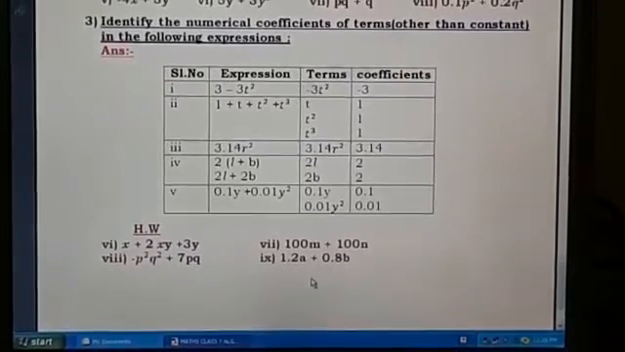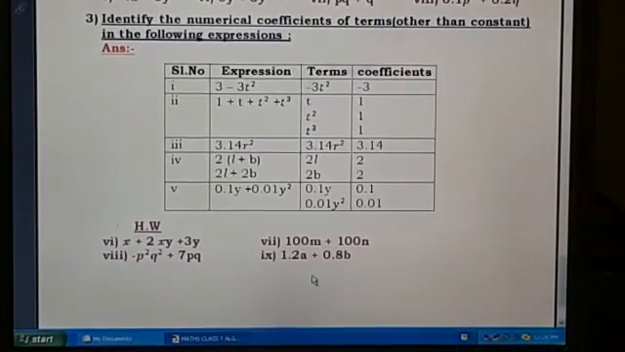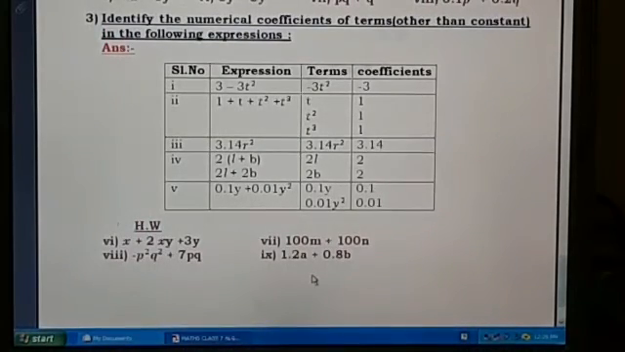See the fourth question, 2 bracket of L plus B, they have given. First of all we have to expand: 2L plus 2B. Then we will get two terms. From the two terms we have to write the coefficient.